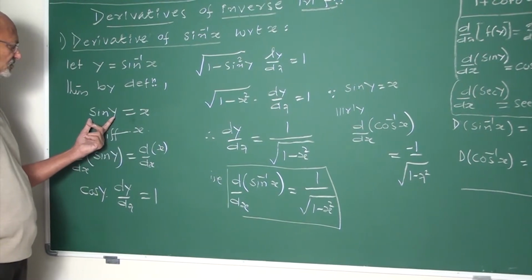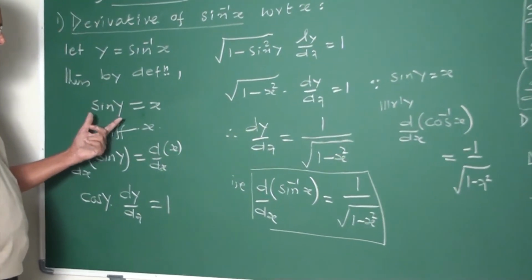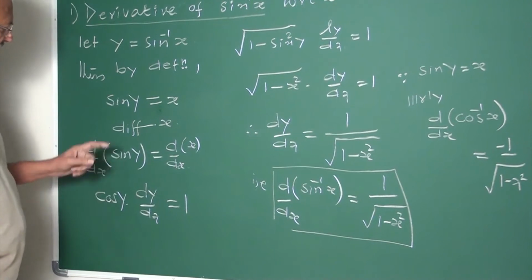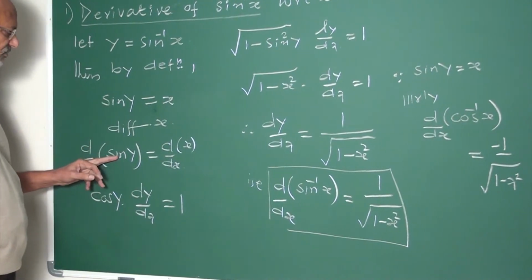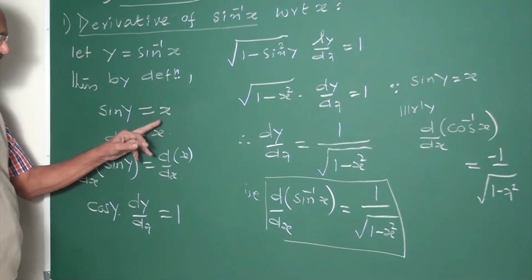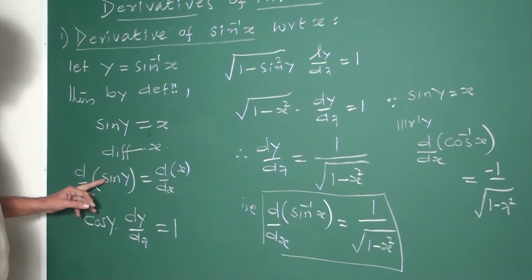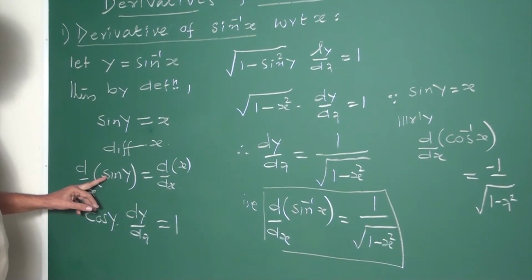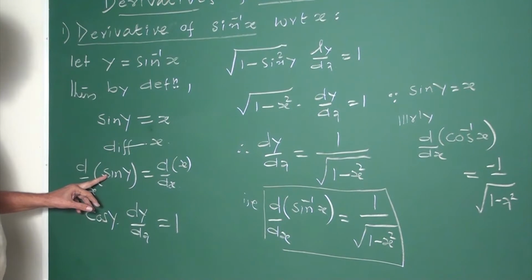Now it is an implicit function. We can differentiate it. Differentiate with respect to x. Derivative of sine y, LHS. Derivative of x, RHS. Sine y, other than a function of x, it is a function of y.